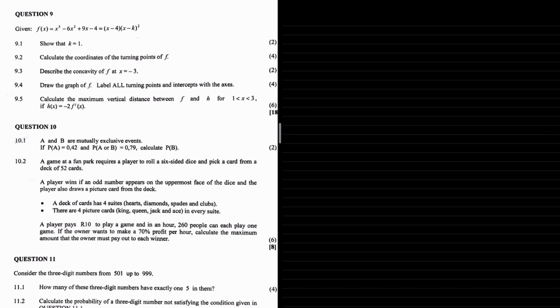Let's take a look at question 9. Given f of x is equal to x cubed minus 6x squared plus 9x minus 4, and it can be rewritten as x minus 4 and then x minus k all squared. Question 9.1: show that k is equal to 1, and that's worth 2 marks.